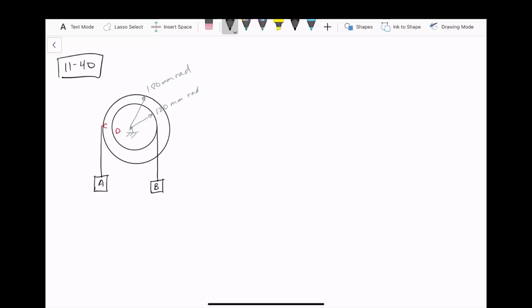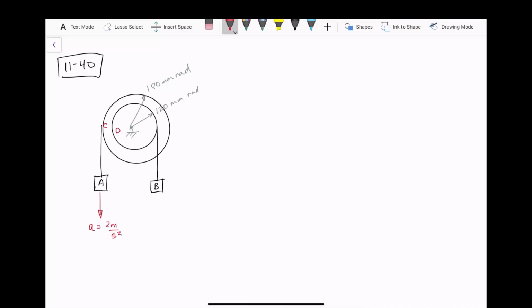We have weights A and B, which are supported by ropes, and they're wound around these pulleys. So if weight A is accelerating downwards, so we're assuming that this weight here is accelerating downwards at 2 meters per second squared. Since it is in units of linear units, we know then that is A, not alpha. So A is equal to 2 meters per second squared.